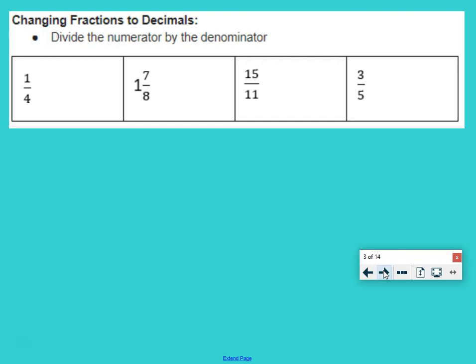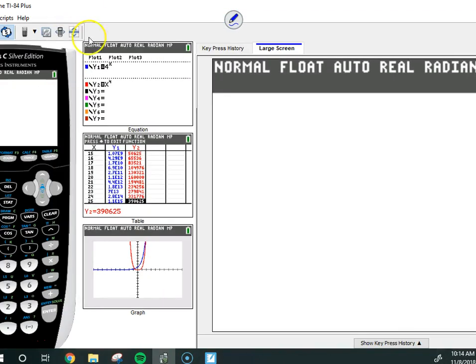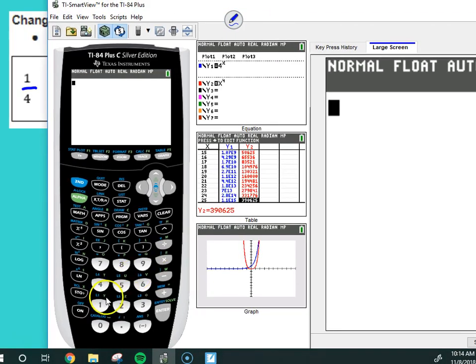Changing fractions to decimals. So we want to be able to convert between forms. To change a fraction to a decimal, we divide the numerator by the denominator. Remember, numerator is the top number. Denominator is the bottom number. So for this 1 over 4, we would do 1 divided by 4. And we can use our calculator for this. We don't have to do long division. So if we pull up our calculator, we do 1 divided by 4.